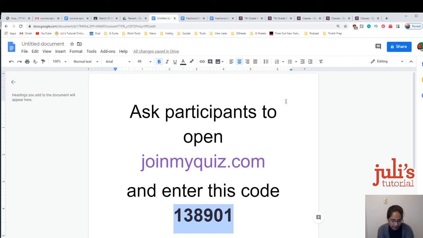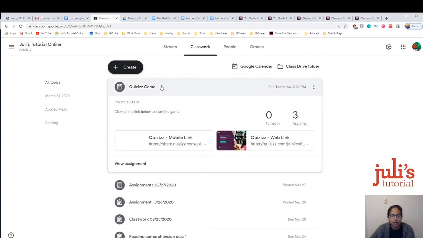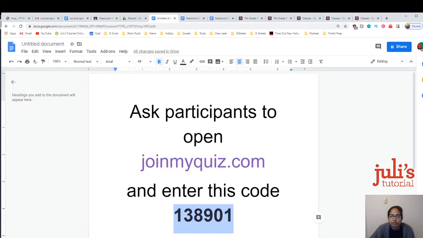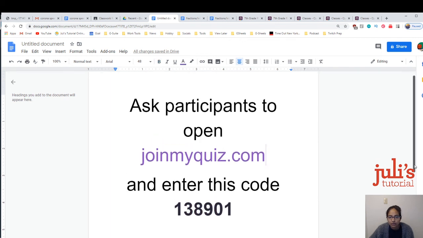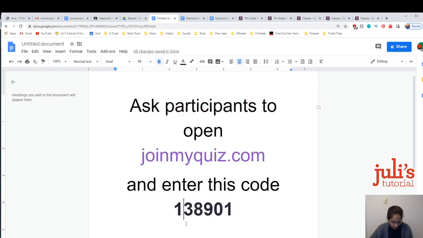You can just go to Google Classroom. Under Classwork, you should see the quiz, and there's the link for it, the mobile link or the web link, depending on what you are using. If you're using a tablet or a phone, you use the mobile one. If you didn't have that, then you can also go to joinmyquiz.com and enter this code. That's going to be your homework.